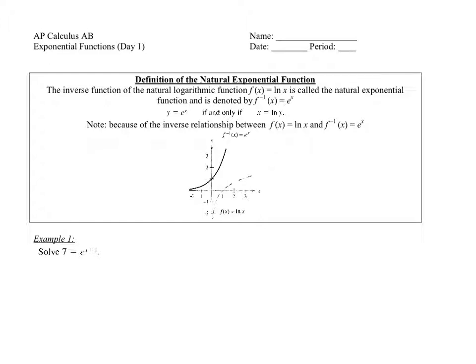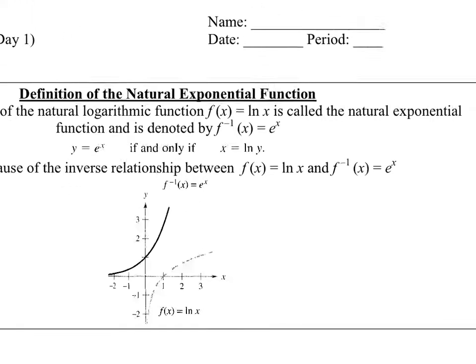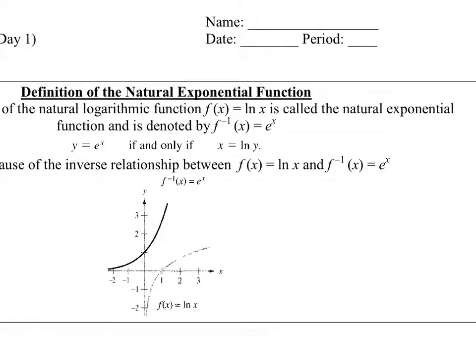The inverse function of a natural logarithmic function, ln of x, is the natural exponential function. And the notation is that f inverse of x is e to the x. You can see there y equals e to the x if and only if x is the natural log of y. So you can see here the inverse relationship.